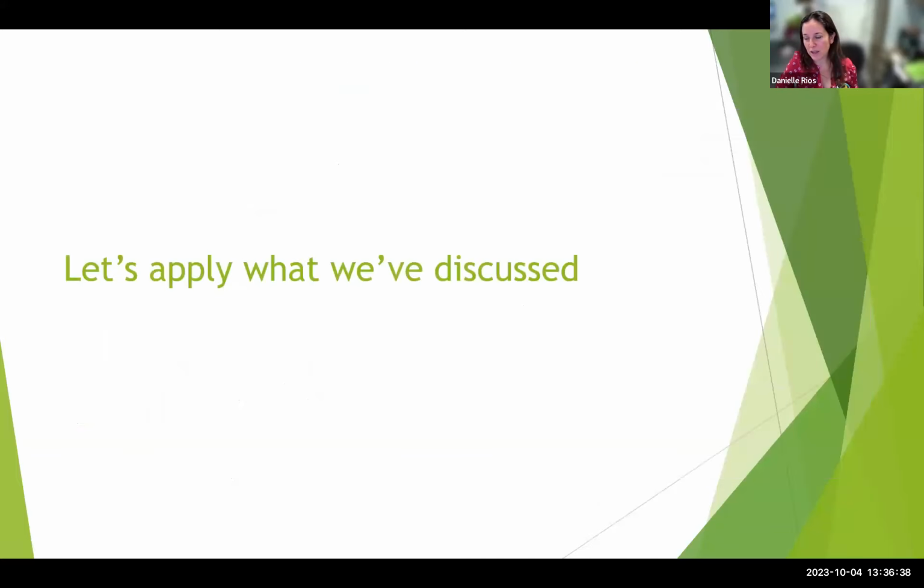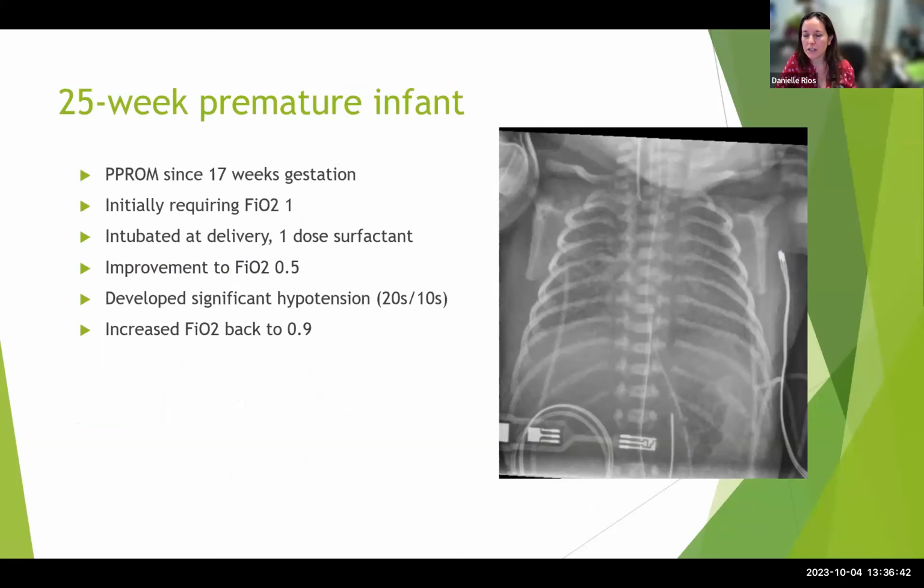Okay, so now let's apply what we've discussed so far. So we have a 25-week premature infant who had PPROM since 17 weeks gestation, initially required 100% FiO2, was intubated, got surfactant, that improved things to 50% FiO2, but then got significantly hypotensive. So systole is in the 20s, over diastole in the teens. And slowly the FiO2 increased back up to 90%.